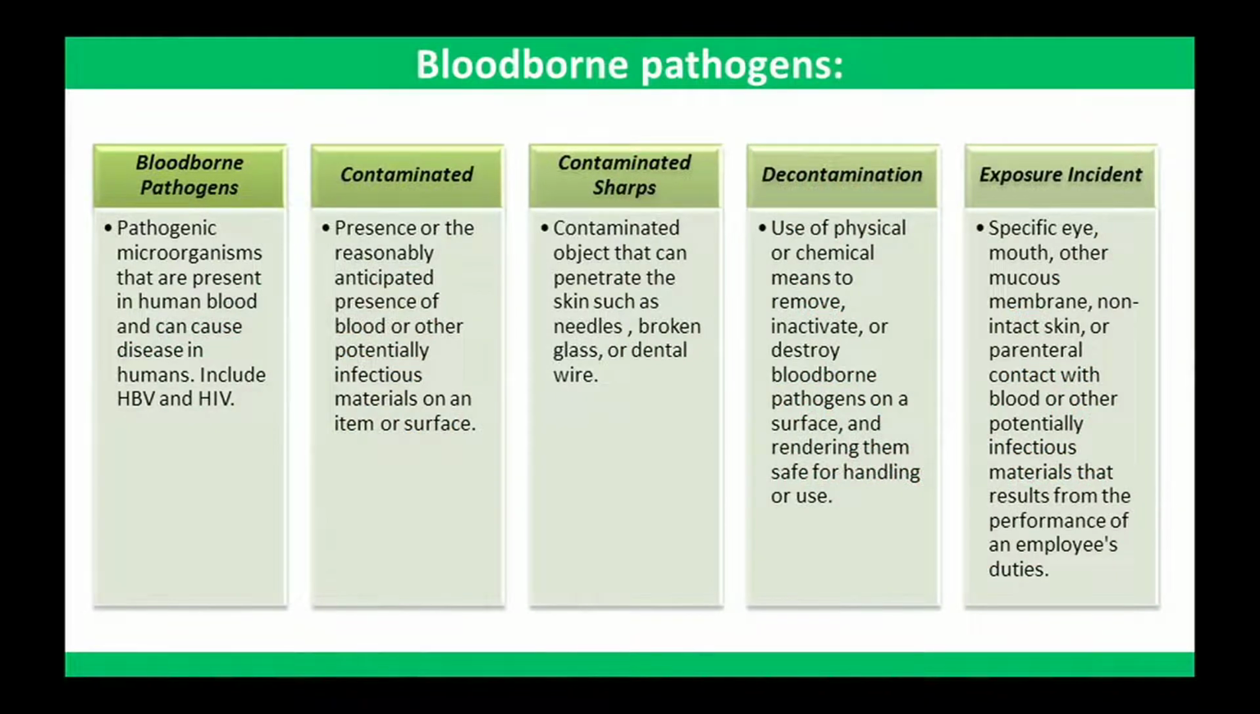Key definitions to understand are bloodborne pathogens, which are pathogenic microorganisms that are present in human blood and can cause disease in humans. These pathogens include, but are not limited to, hepatitis B virus, HBV, and human immunodeficiency virus, HIV. Contaminated means the presence or the reasonably anticipated presence of blood or other potentially infectious materials on an item or surface. Contaminated sharps are any contaminated object that can penetrate the skin, including, but not limited to, needles, scalpels, broken glass, broken capillary tubes, and exposed ends of dental wires.